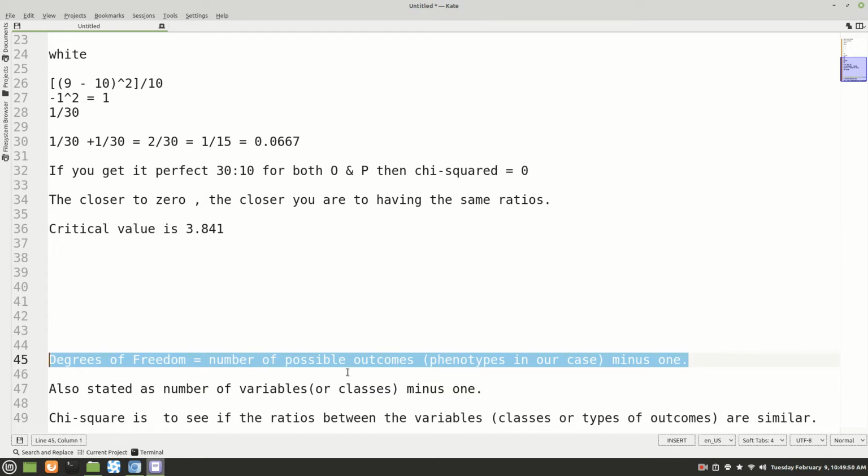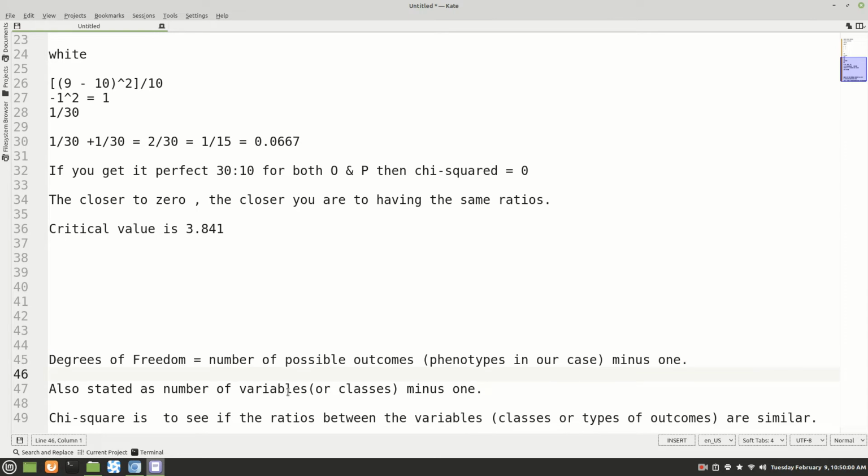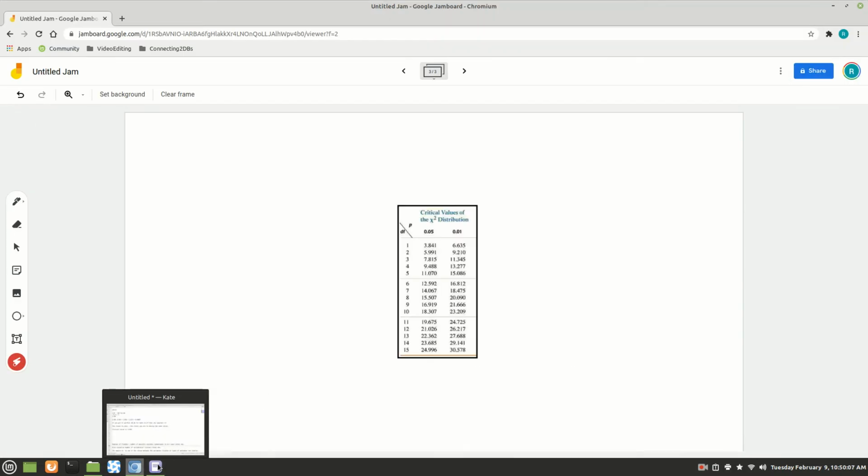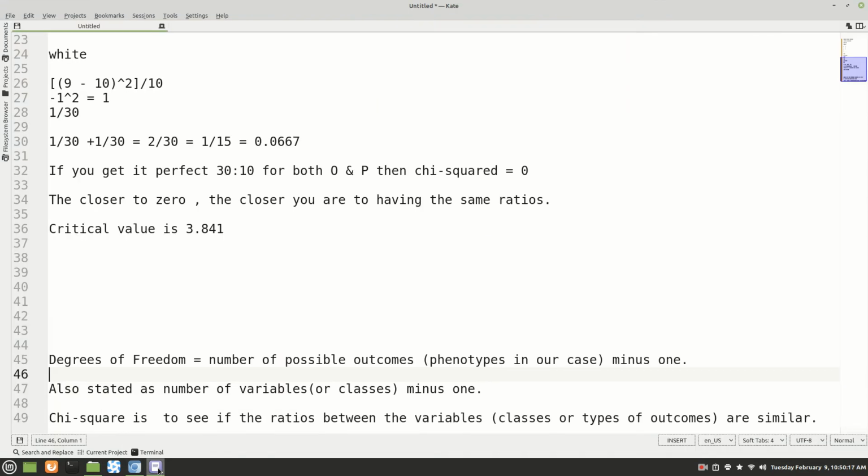So possible outcomes, all right, here is our degree of freedom. And so the number of outcomes in our case are, you can have purple and you can have white. That's it. All right, and then you subtract 1 from that. All right, so it's minus 1. That gives you your degrees of freedom. So how many degrees of freedom? 1. All right, so that means we need 3.841. And therefore, that is our number. We did have it right.